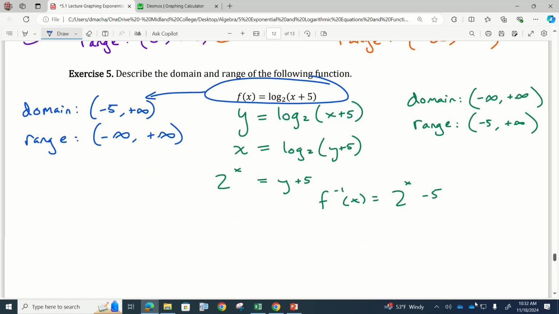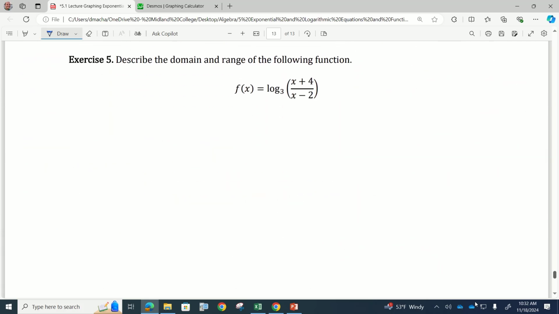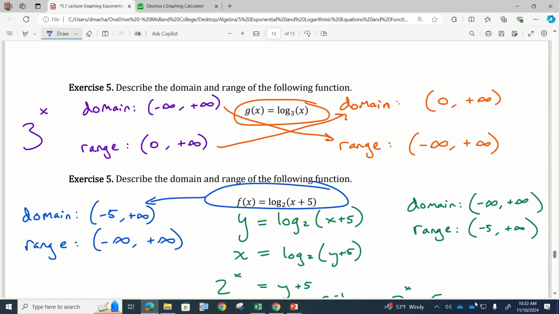Cool. One more, and this is a fantastic question. Before I do this question, I just want to tell you this. Whenever I have a logarithm, like this one, and it doesn't even matter, the logarithm base anything of x has a domain of only positive real numbers, right?